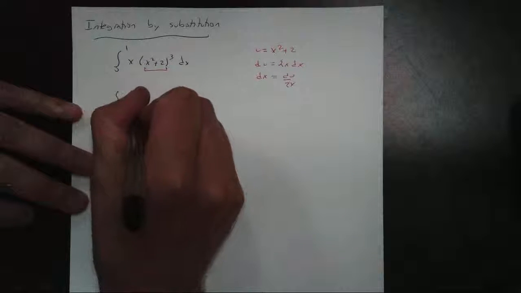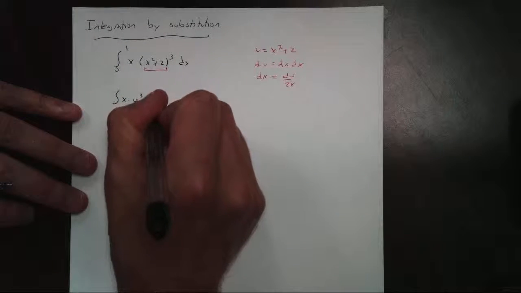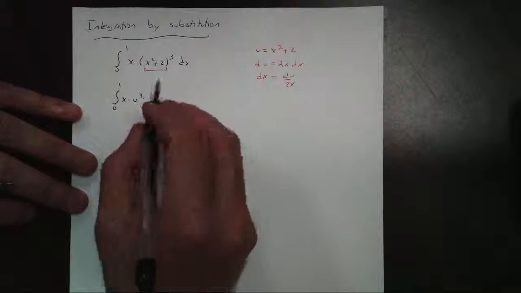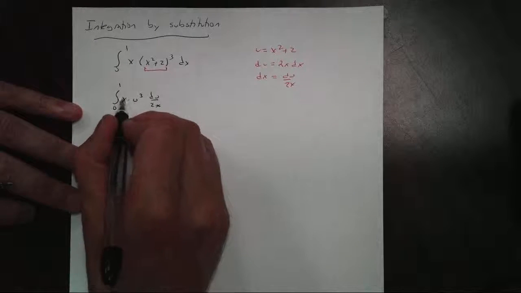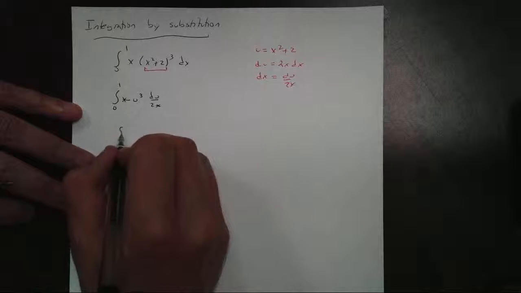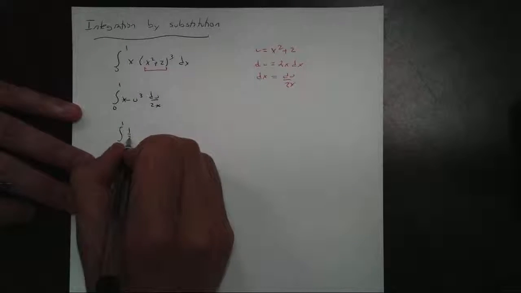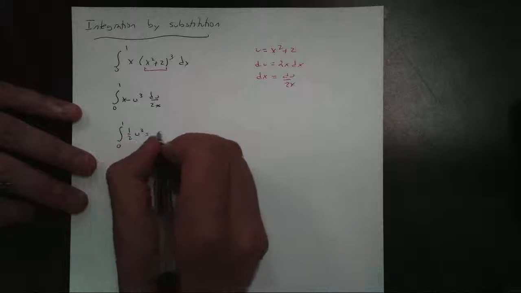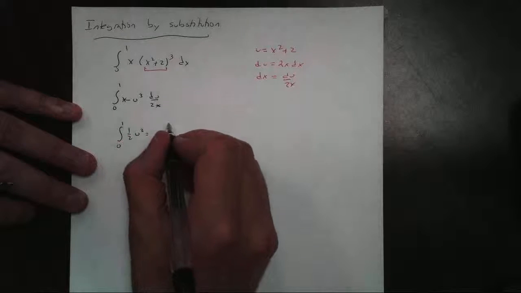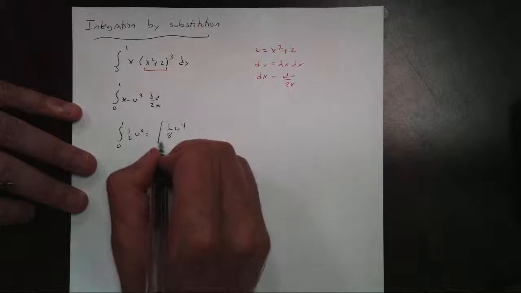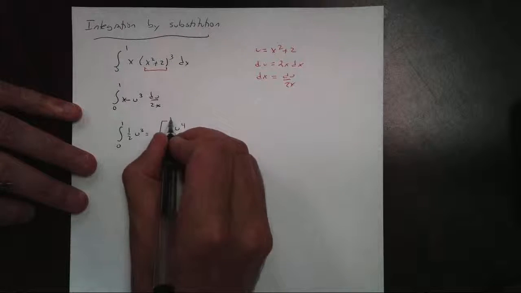We get x times u cubed du over 2x. And of course, like we said, those x's will cancel. And when we get our answer here, we're going to go from 0 to 1. This is 1/2 u cubed. And if I integrate this, we're going to get 1/8 u to the 4th. And we're going to evaluate that from 0 to 1.